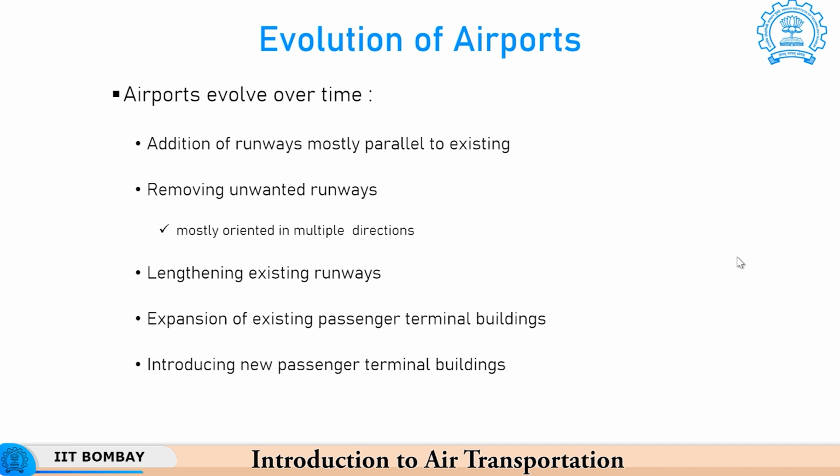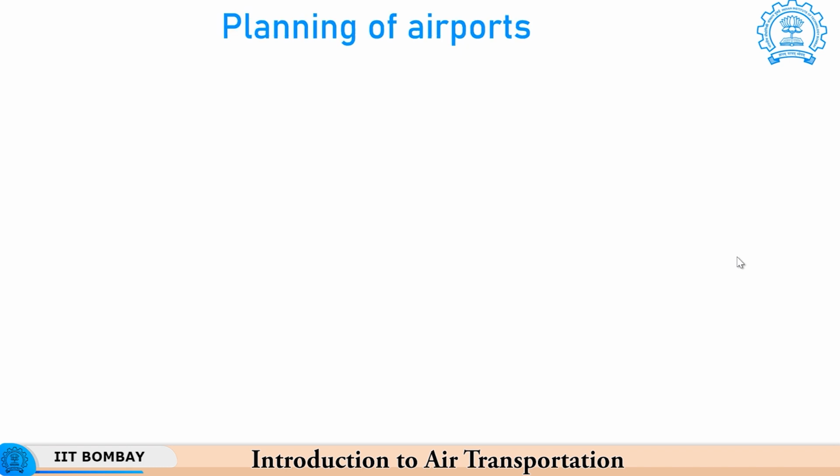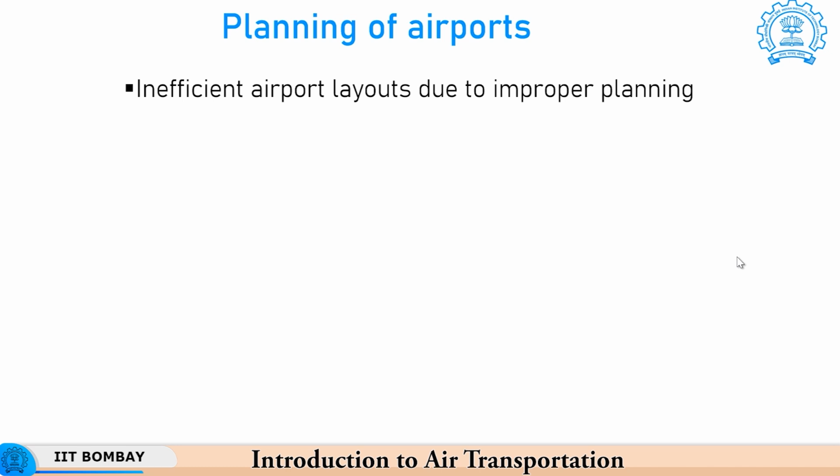So, that is what I was saying, introducing new passenger terminal buildings. Bengaluru airport recently in 2019 got the second terminal, and similarly there are many airports which are also expanding. It is very important to keep in mind that when we plan an airport system, we have to do it carefully, because inefficient airport layouts can occur because of improper planning.